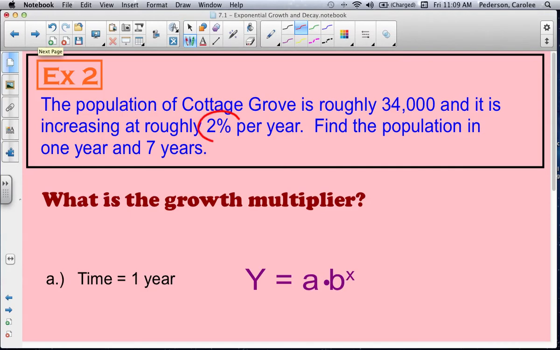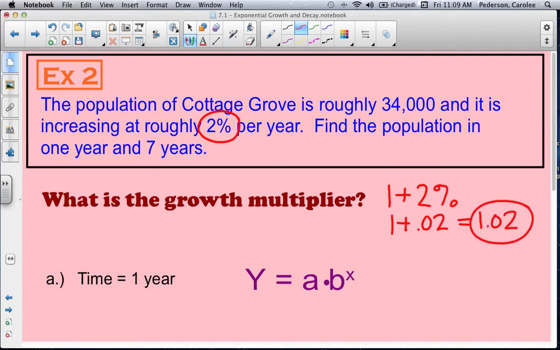So we are increasing at 2%. If it's a growth rate, we add 1 plus, remember 2%? Well, we can't use 2% with our calculators, we have to change it to a decimal. So we move it 2 places to the left. So we get 1.02. And this is our growth rate multiplier. It's our B in our formula. And then this is our initial population. That is the A in the formula.